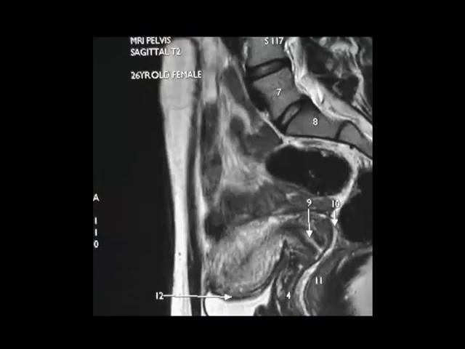Within the female pelvis, we have pelvic spaces. We have the vesicouterine pouch, and that is an anterior space located between the uterus and the bladder. We have the retrouterine pouch. That's the posterior space located between the uterus and the rectum. And the last space that we have within the female pelvis is the retropubic space, and that's located between the bladder and the pubic bones.